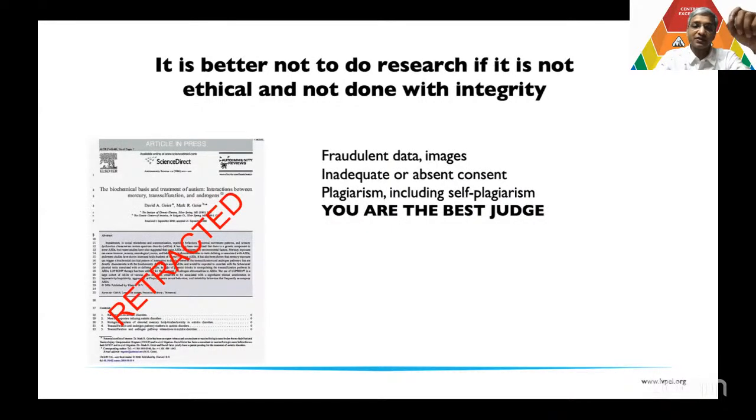I would just like to end at this point of time that it is better not to do research if it is not ethical and not done with integrity. As I said, ethics and integrity may not be able to get you too many publications and awards, but one mistake can really make you fall. And you don't want that.